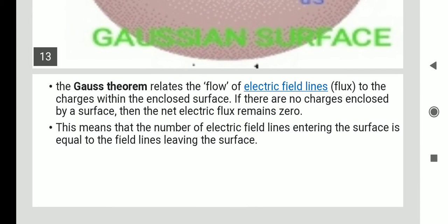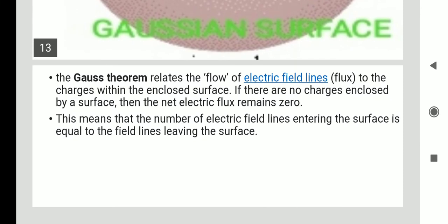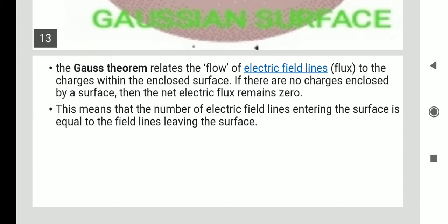Now, briefly, what is Gauss theorem? The flow of electric field lines due to the charges within the enclosed surface is nothing but Gauss theorem. In Gauss theorem, if there are no charges enclosed by the surface, then what is the net electric flux? The net electric flux remains zero.